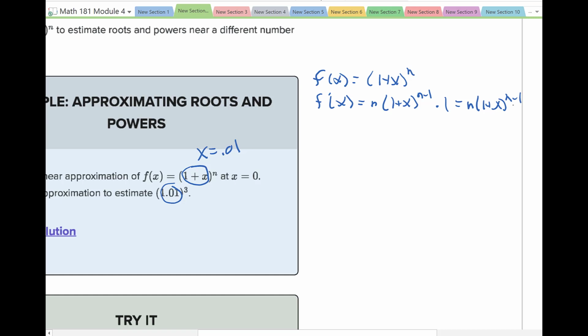Okay. So in this case, our x is going to be, let's see here.